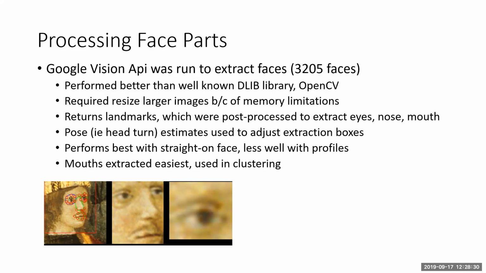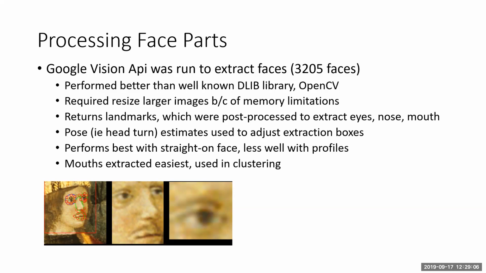Now, the Google Vision API will give you an estimate of whether or not a face is turned a little bit. And what I find is that if the face is not turned too much, those estimates can be pretty good, and you can use that to help modify how much you extract around the eye, the mouth, and the nose. As long as the face is not a profile, this works pretty well. When the face becomes more of a profile, it's harder to extract an eye when half the eye is invisible, occluded by the face being turned.